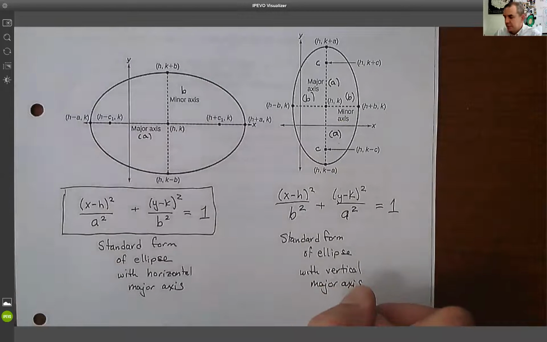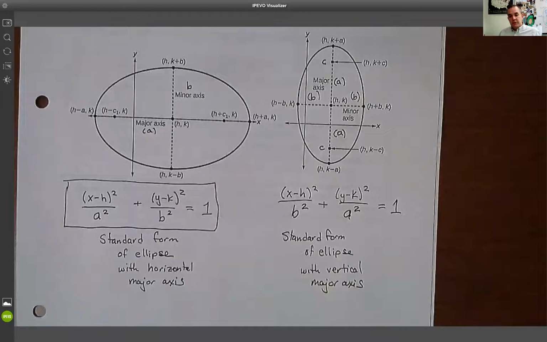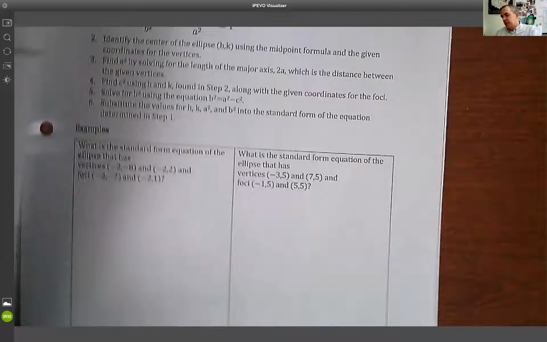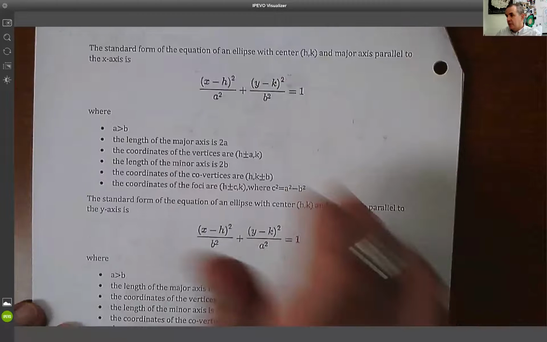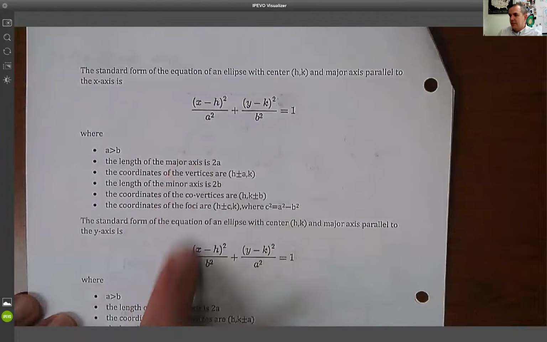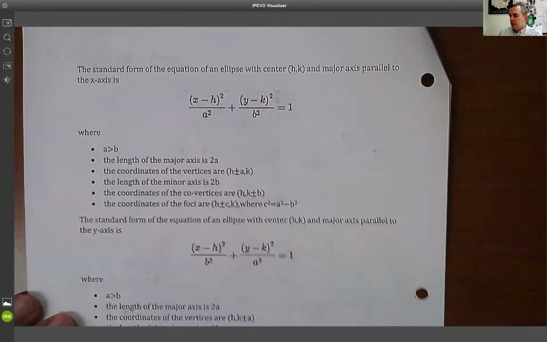So the first order of business is figuring out where your major axis is, and I'm going to show you how to figure that out by where the bigger number is. The way this will be presented to you is a whole set of instructions, and I'm going to go through these examples in class. I know it's a lot of words. The process we follow depends on where your major axis is.